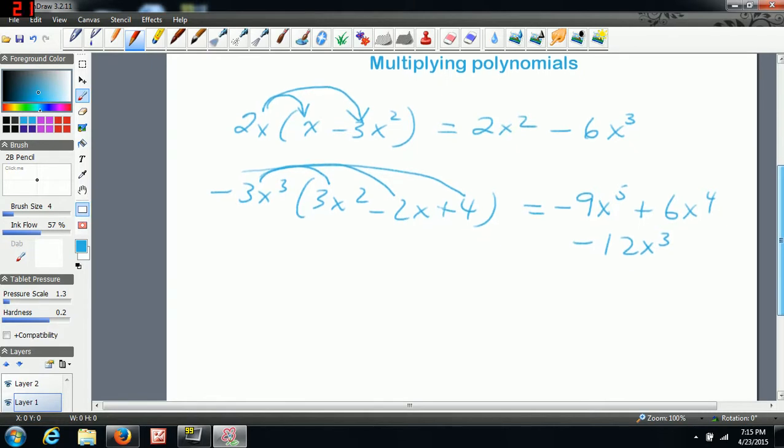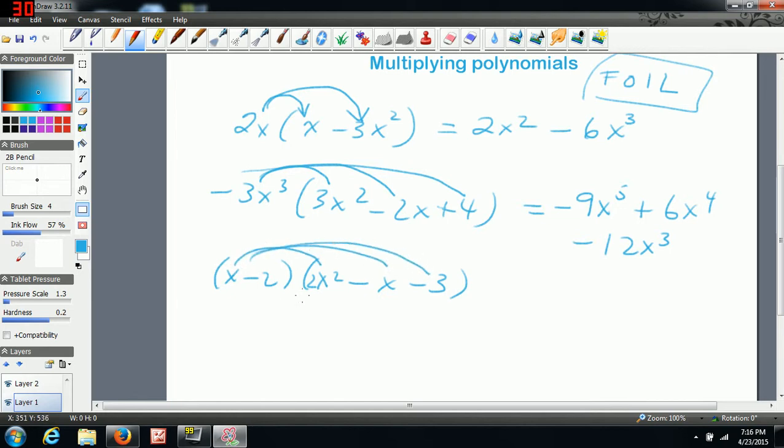Now, if we actually try multiplying polynomials, we can try the following example. Let's start off with a binomial times a polynomial: x minus 2 times 2x squared minus x minus 3. As you remember, I had mentioned that we use FOIL, and we're still going to do that here. You're going to take the first term and multiply it by all the other terms, and then you're going to take this term and multiply it by all the terms.